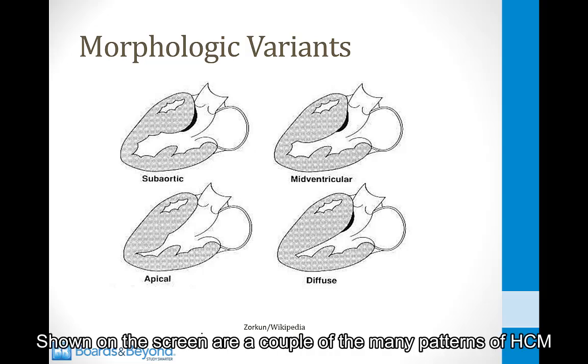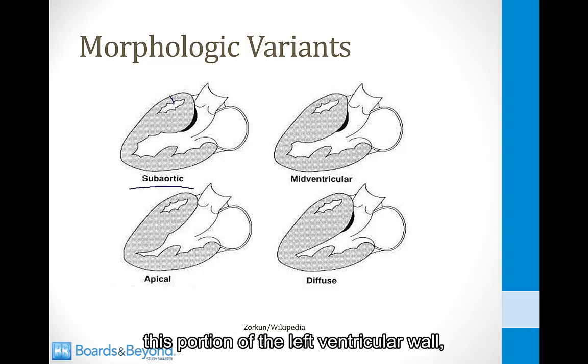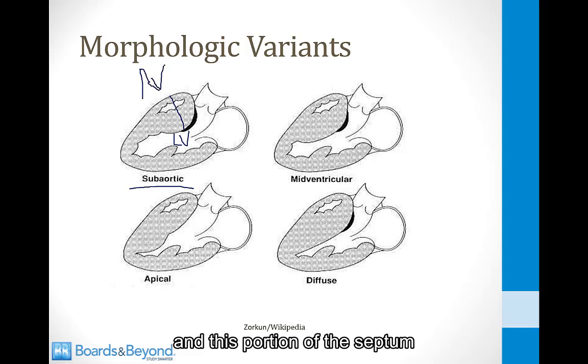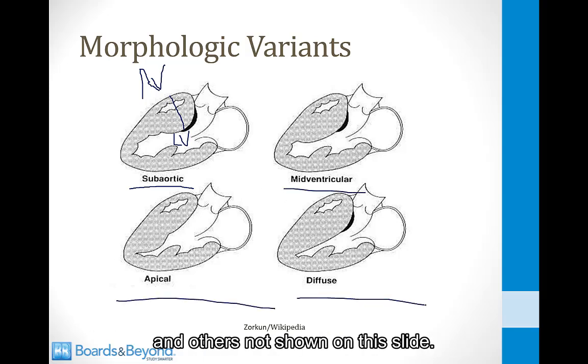Shown on the screen are a couple of the many patterns of HCM that you can see. So, for example, in the subaortic pattern shown at the top left of the screen, this portion of the left ventricular wall, this is the septum between the LV here and the right ventricle over here, and this portion of the septum just below the aortic valve is thickened. There are also many other variants, including the midventricular, the apical, the diffuse, and others not shown on this slide.